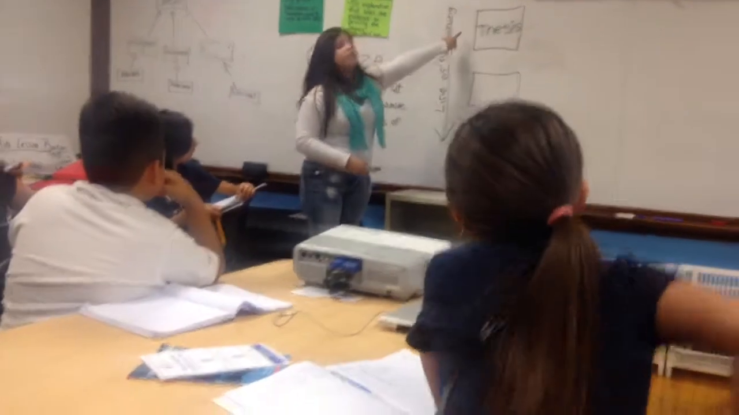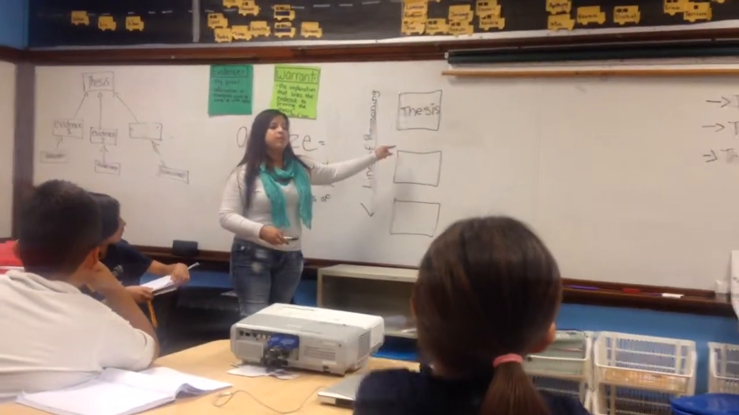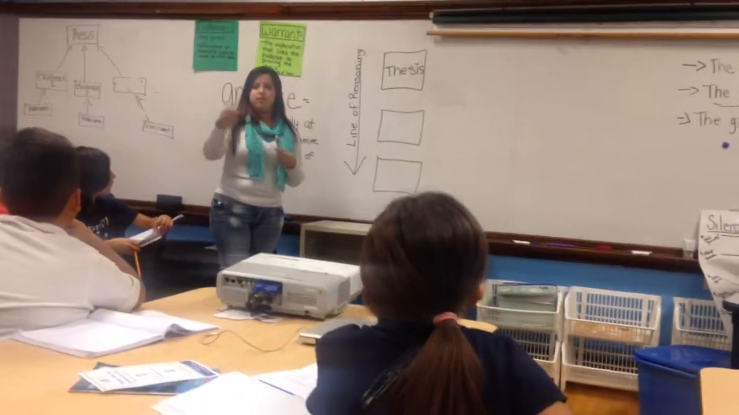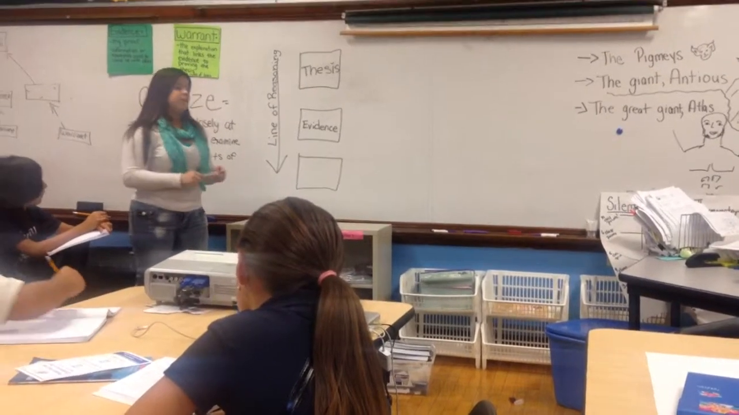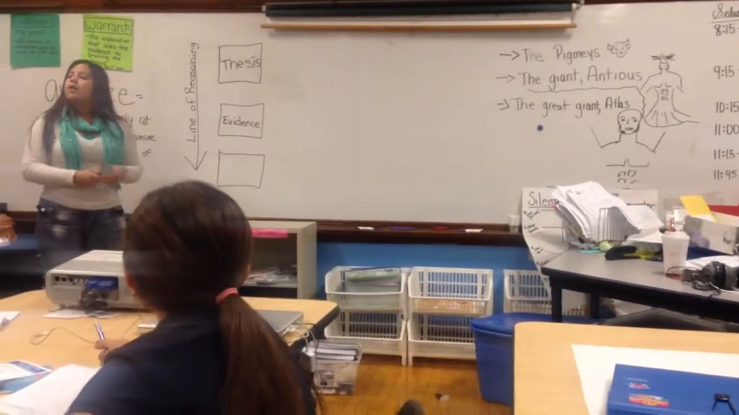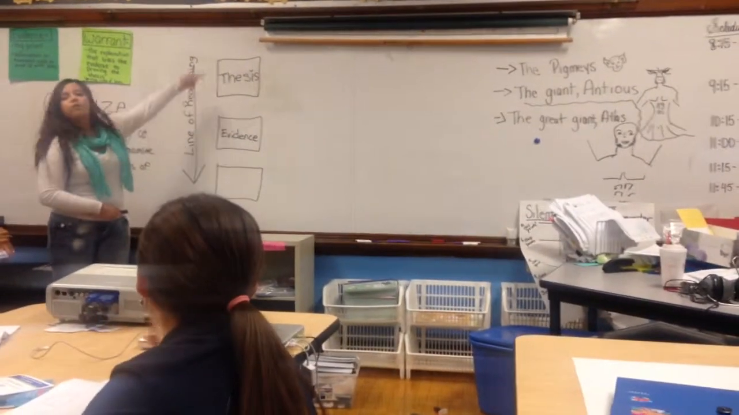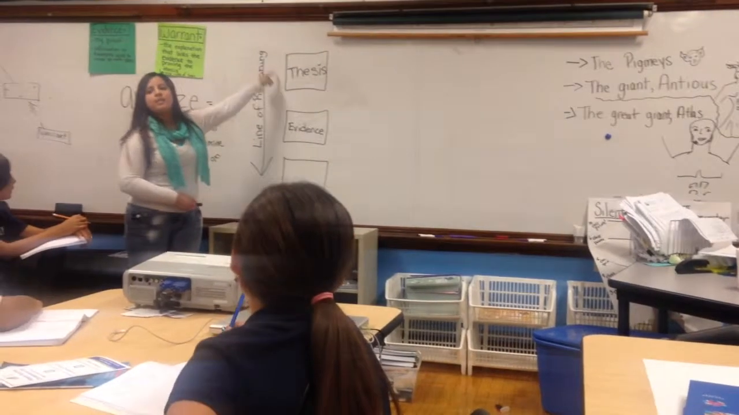Okay, so if we're trying to prove a thesis, what do we need to prove it? The evidence. Right. So that's our second box, evidence. Evidence is proof. That's exactly it. So our evidence is what we're going to use to prove our thesis.